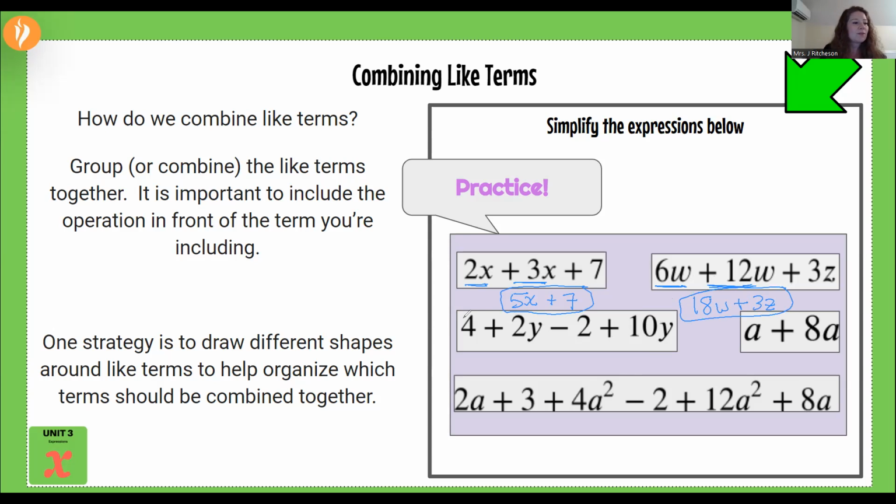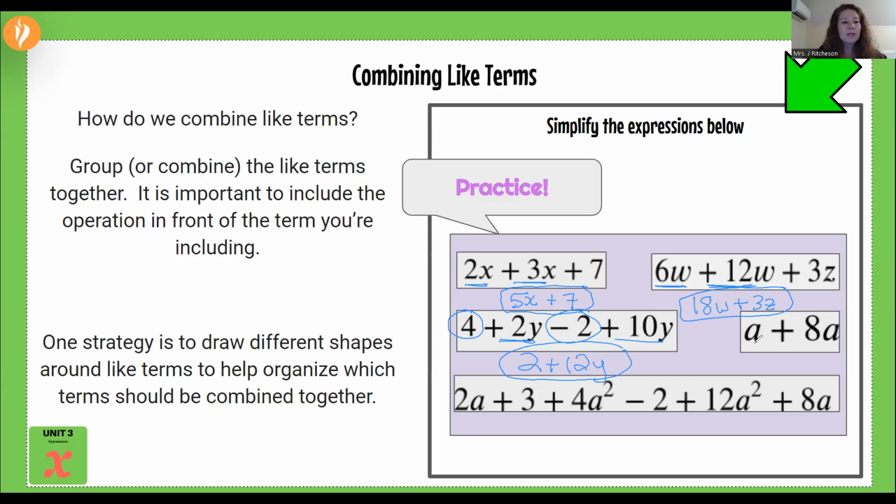All right, what about the next one? Our constants, 4. This isn't a positive 2. It's 4 minus 2. What's 4 minus 2? It's 2. And then we have 2 yo-yos plus 10 more yo-yos, which will give us 12 yo-yos. All right, and even if you write these in a different order, if you write 12y plus 2, that is correct. Here, if you wrote 7 plus 5x, that is correct. Same thing here. 3z plus 18w is the same as what I wrote.